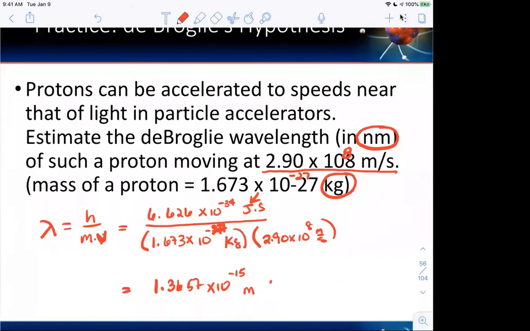And then I want this in nanometers, so I'm going to say for every 1 meter, I have 10 to the 9th nanometers. So I'm going to multiply by that, and I'm going to get 1.367 times 10 to the minus 6. And that's in nanometers. So that's a very, very small wavelength.